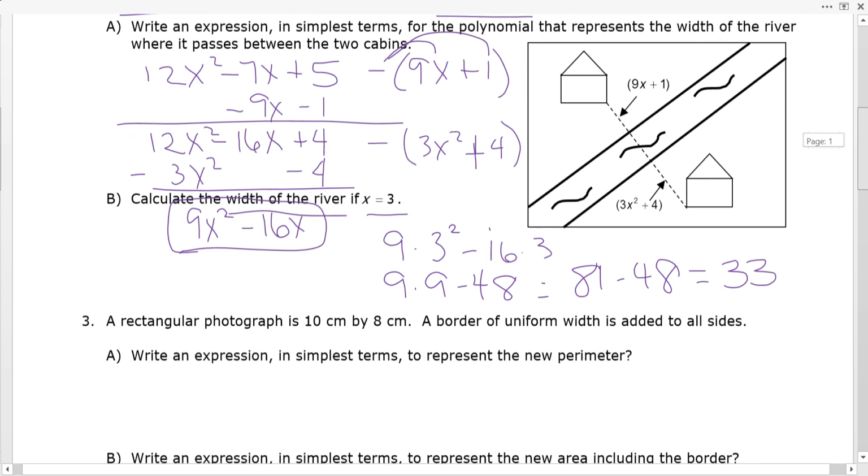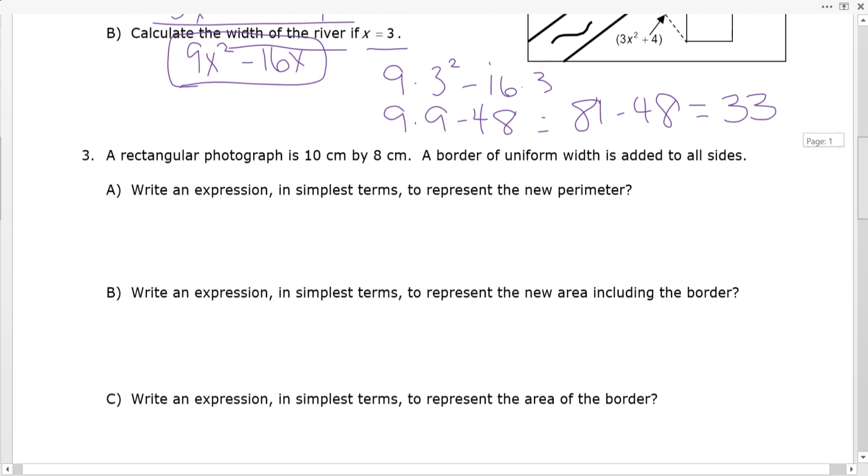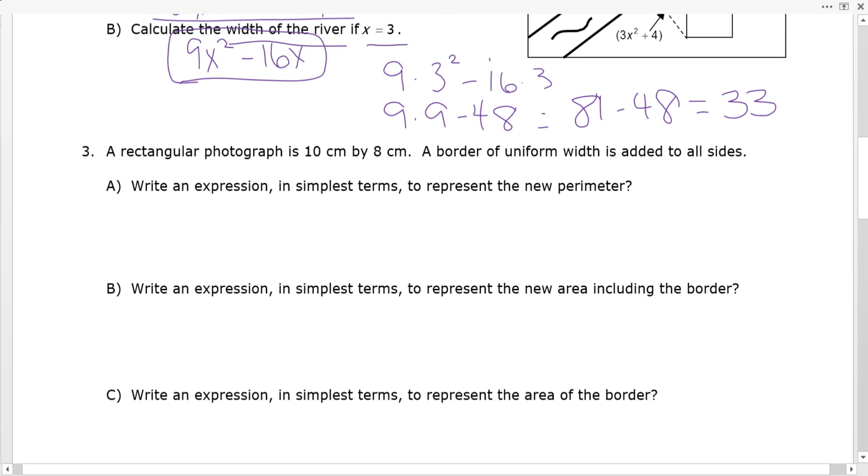Multiple step problems, usually when they're word problems. Okay, a photograph that's 8 by 10. So here's my photograph, and it's 8 by 10. And I'm going to add a border of uniform width. That means all the way around it's going to be x, x, x, x. I make bad x's.